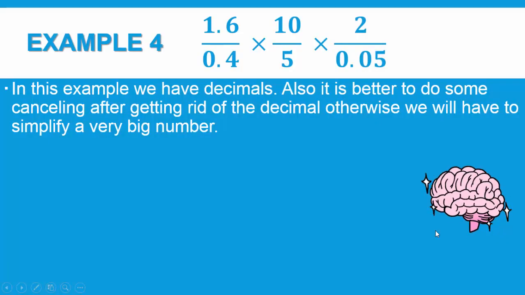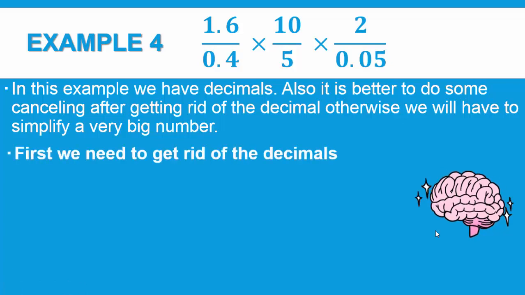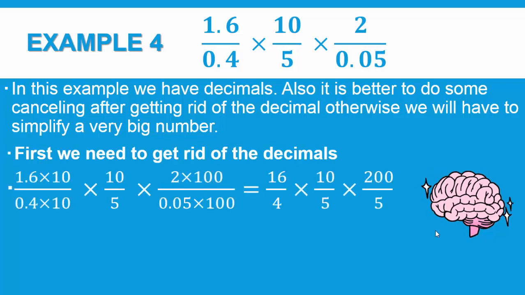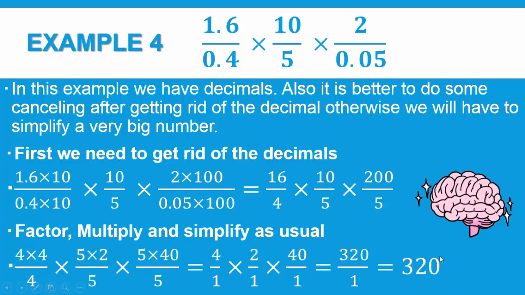So now let us return to the PowerPoint and review what we just did on the whiteboard. We first had to get rid of the decimals. In my first fraction, I had to multiply the top and the bottom by 10. My second fraction, I just left alone. My third fraction, I had to multiply the top and the bottom by 100 because the bottom one was in the hundredths place, and whatever I do to the bottom, I must do to the top. And then I factor, multiply, and simplify as usual.